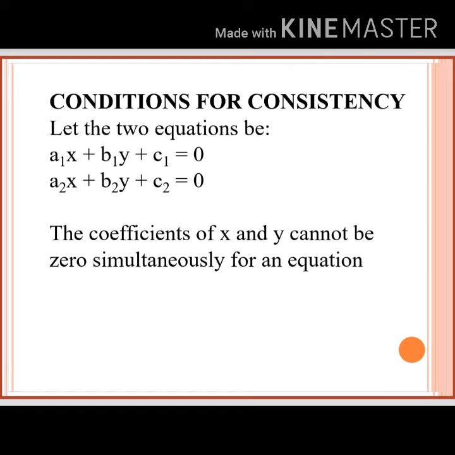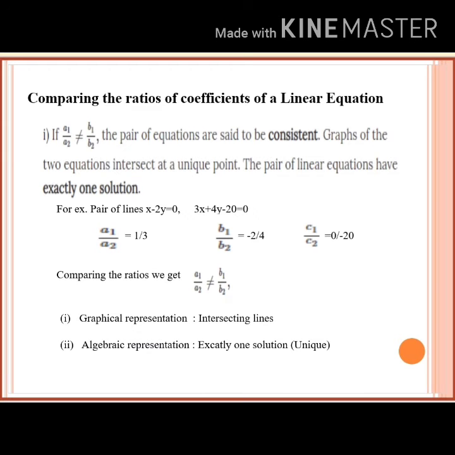Now, conditions for consistency. Let the two equations be a1x plus b1y plus c1 equals 0, a2x plus b2y plus c2 equals 0. This is our standard equation, with the condition that the coefficients of x and y cannot be 0 simultaneously for an equation. Comparing the ratios of coefficients of a linear equation: if a1 upon a2 is not equal to b1 upon b2, the pair of equations is said to be consistent. The graphs of the two equations intersect at a unique point. The pair of linear equations has exactly one solution.